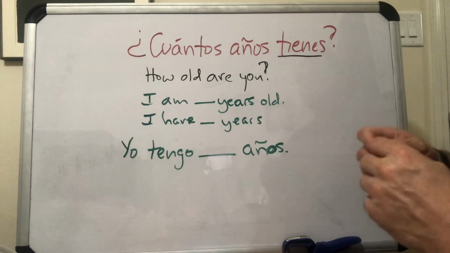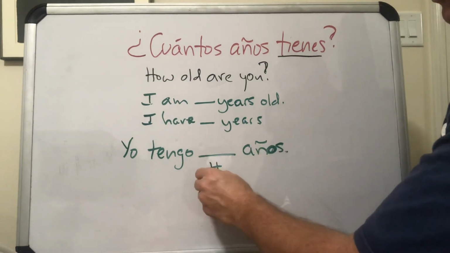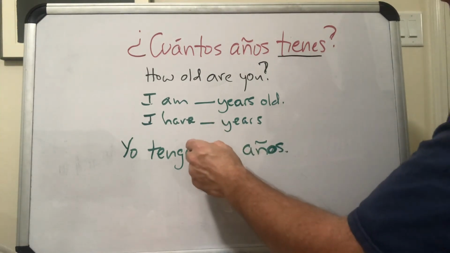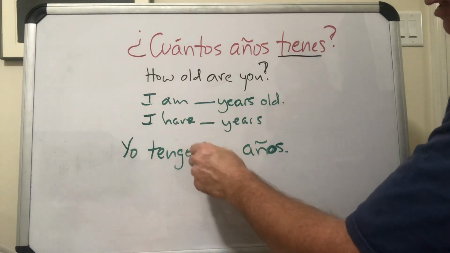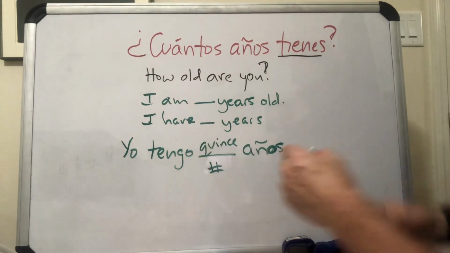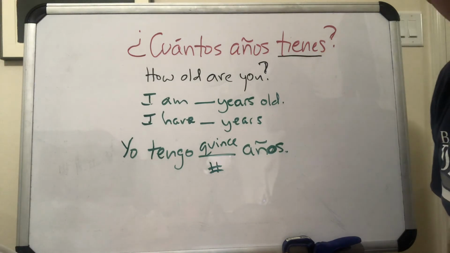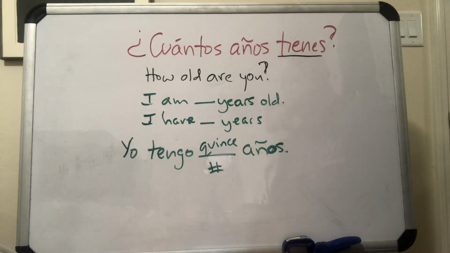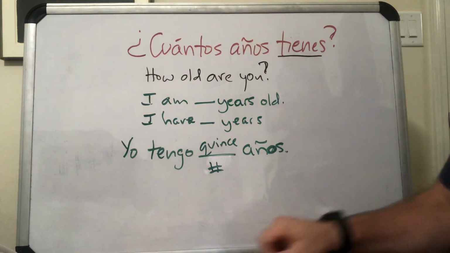Okay. So and this is a number. Remember, don't use the number, use the word. So if it's 15, don't put a 1 and a 5. You got to put the word quince. Okay, we always got to take our opportunities to practice our numbers in Spanish. Okay, so that's when you're talking about age, you always use tener.